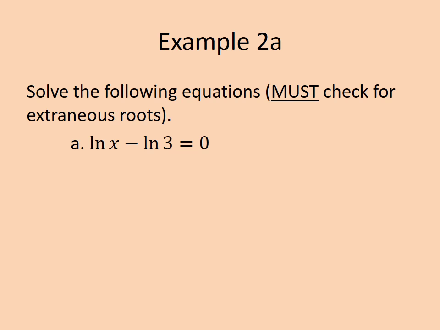To solve a log equation using the one-to-one property, you must have a log on the left side and a log on the right side that have the same base. With this particular problem, we have two logs that have the same base, but they're both on the left side. So to use the one-to-one property, we must add the natural log of 3 to both sides. We now have the natural log of x equals the natural log of 3. Since they have the same base, the natural log, the base of e, you can take the two log portions and set them equal to each other, which means that x equals 3.